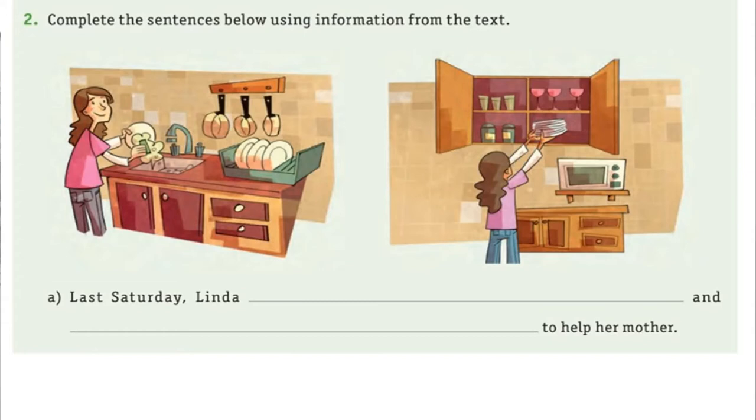Então, vamos voltar para o exercício. Last Saturday, Linda and to help her mother. Então, o que a Linda fez? Né? Olha a primeira imagem, o que a gente tem aqui? Ó? Né, lavando a louça, né? Então, eu tenho que escrever que a Linda lavou o quê? Muitos pratos, né? Muita louça. E ela também fez o quê? O que ela está fazendo? Ó, organizando, né? Então, ela organizou os armários. Então, eu volto no texto, né, e pego esses verbos, né? Então, lavou e organizou, né?